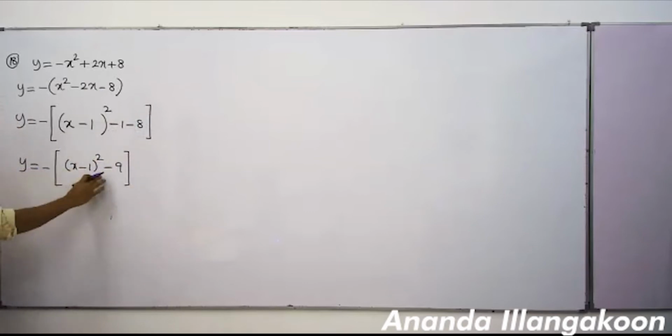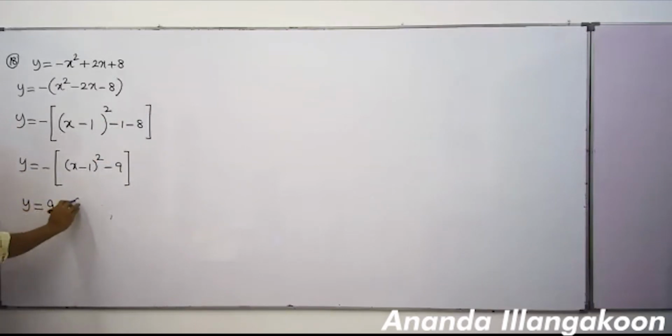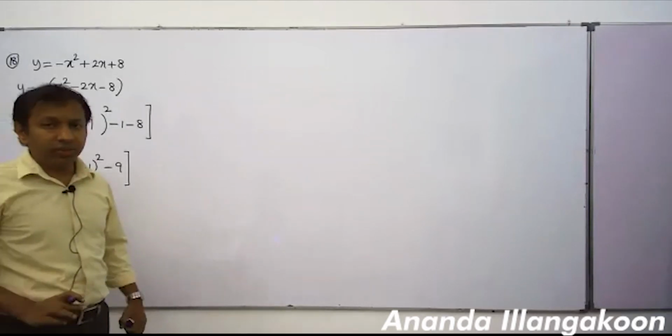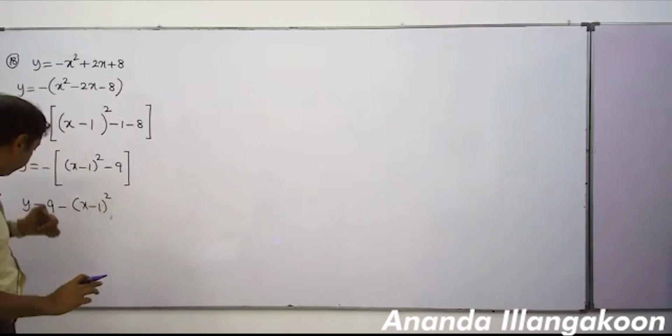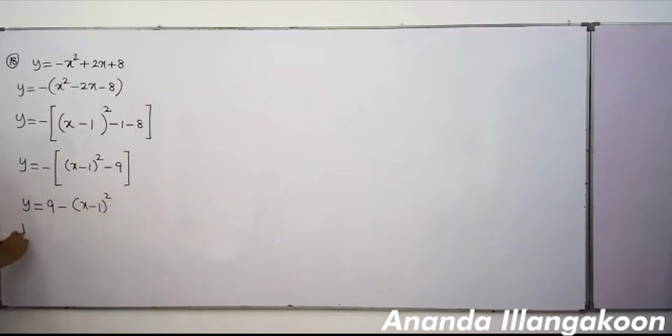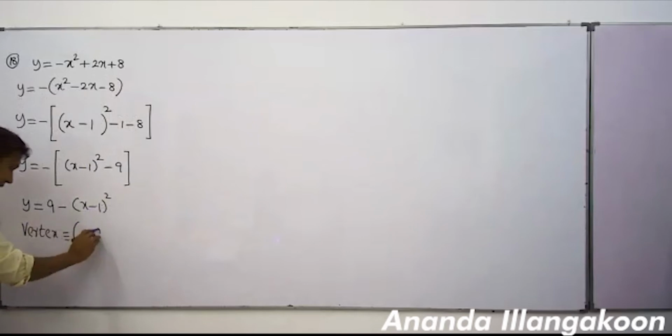Remove the bracket by multiplying by the minus sign. After removing the bracket by multiplying by the minus sign, we determine the vertex. What is the vertex? As before, change the sign, these two opposite. 1, and this is 9.